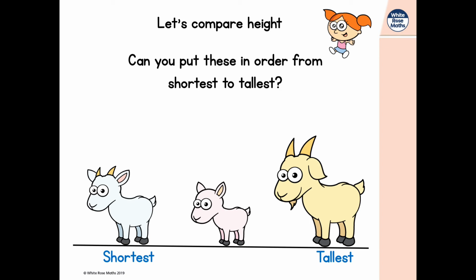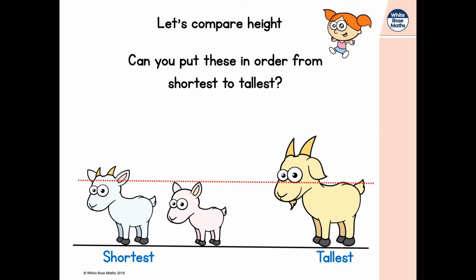I like to use a line. And if I move the line up until it gets to the top of one of the goats, I can see that that goat in the middle is the shortest. So we'll move him over.